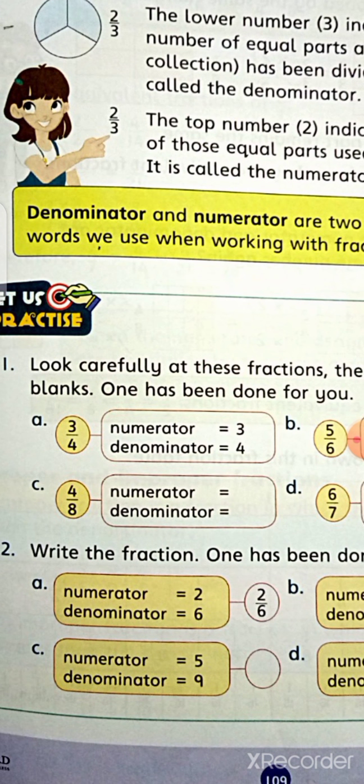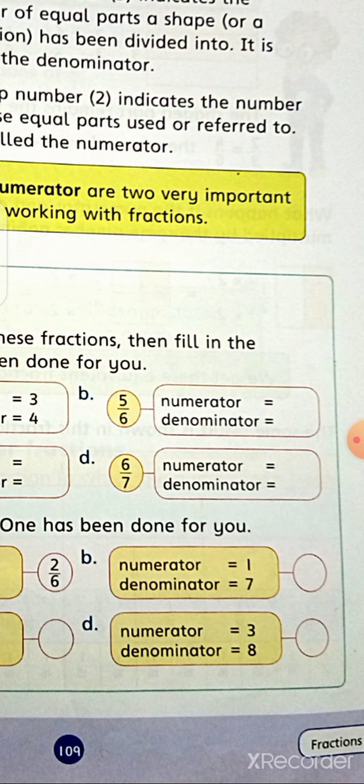In the B part, fraction is given 5 over 6. It means 5 parts out of 6 equal parts. So numerator is very good, 5, and denominator is 6.